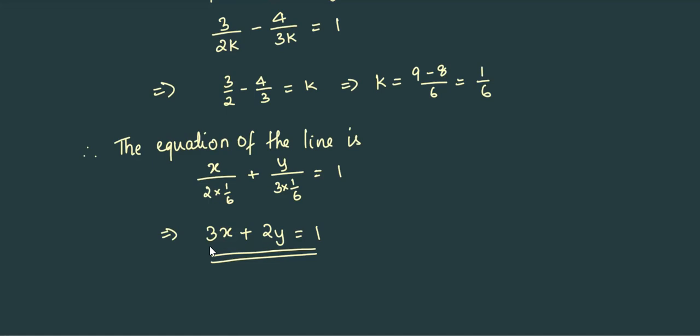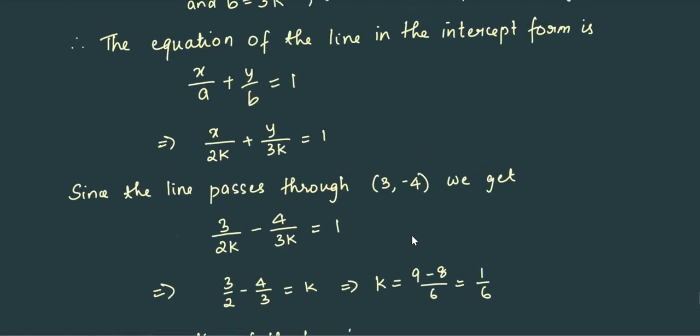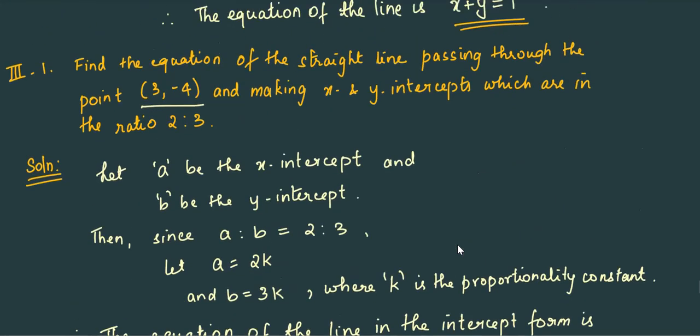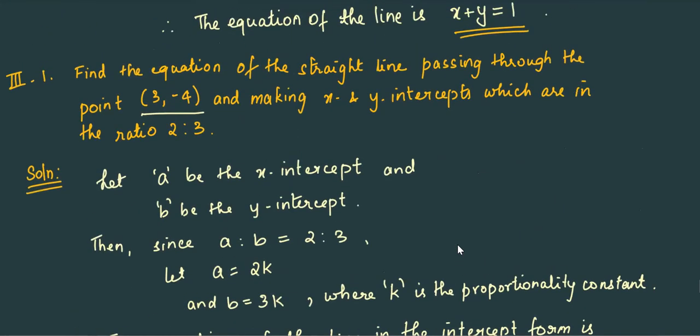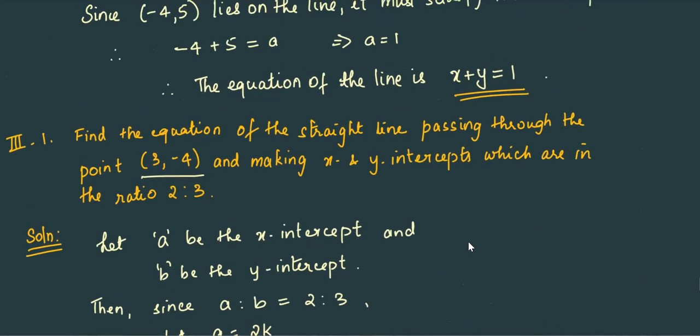Okay, understood how to do this? Very simple. Find the equation of the straight line passing through the point and making x and y intercepts which are in the ratio 2:3.